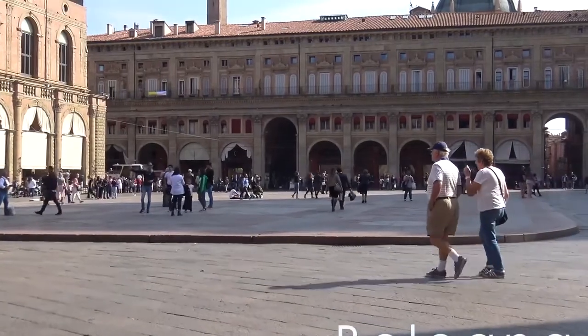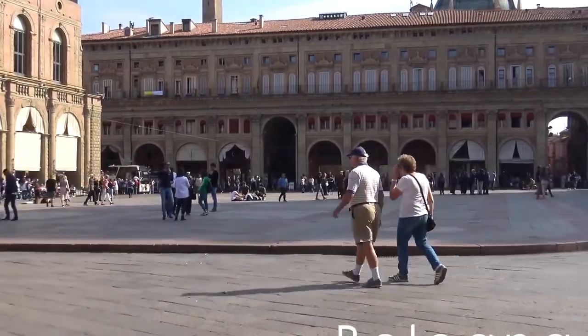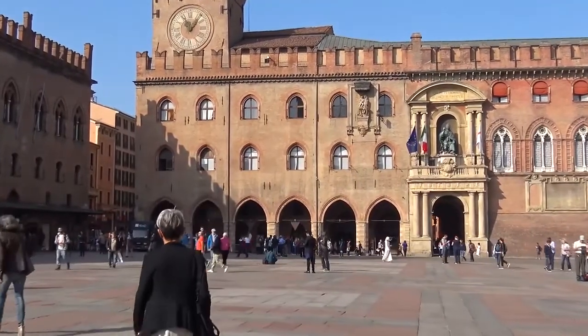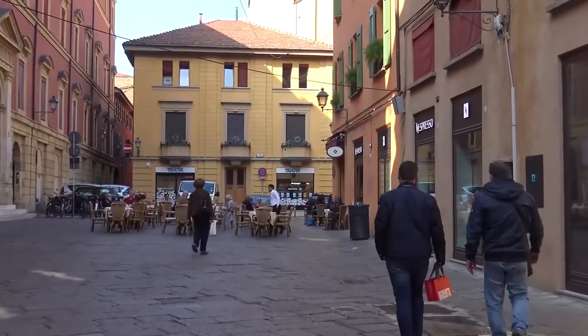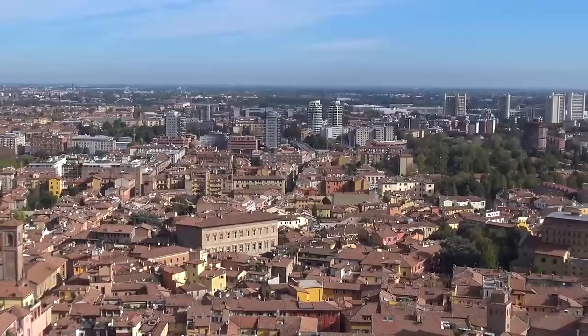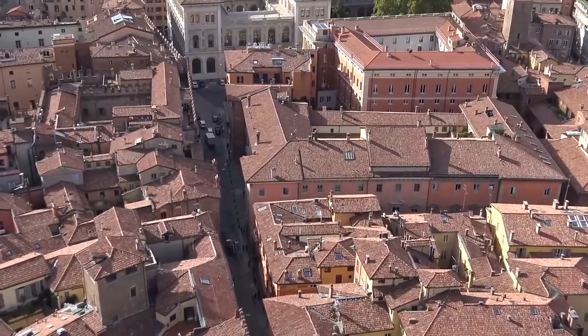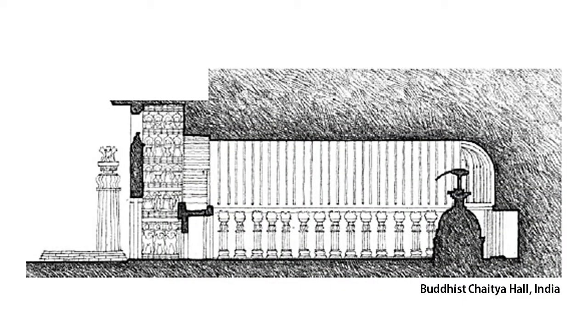Building forms that serve as containers can be read as masses that define volumes of space, and a series of buildings can enclose an urban square. Volume can also be carved out, as seen here in the Buddhist Chaitya Hall, where the volume of space is carved out of the mass of solid rock.